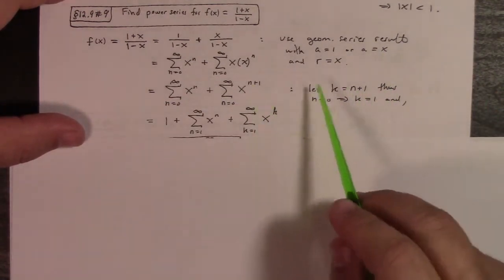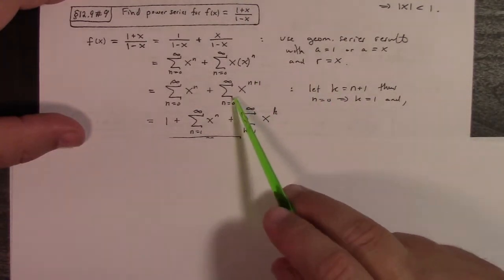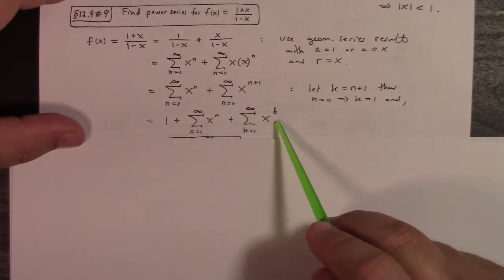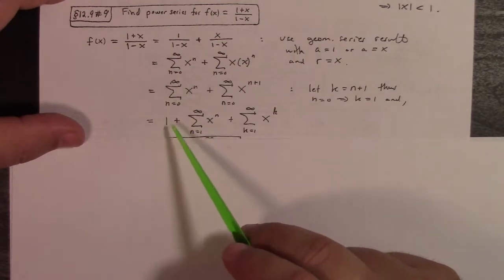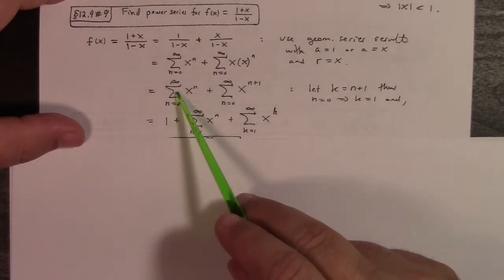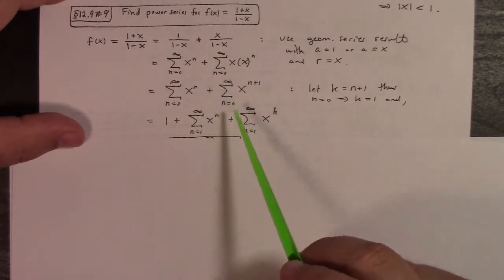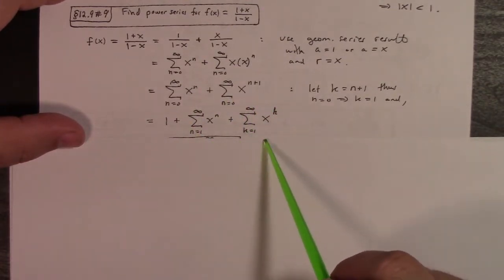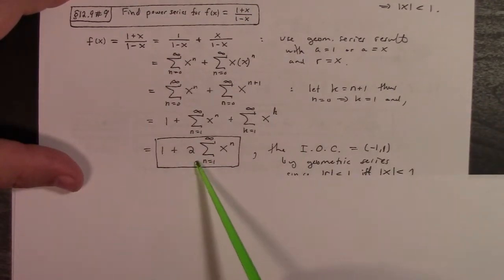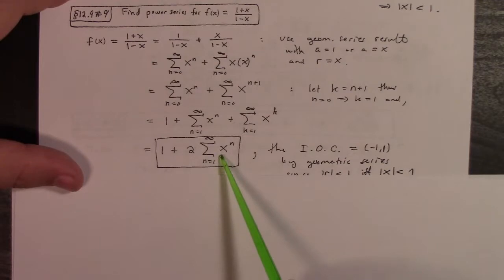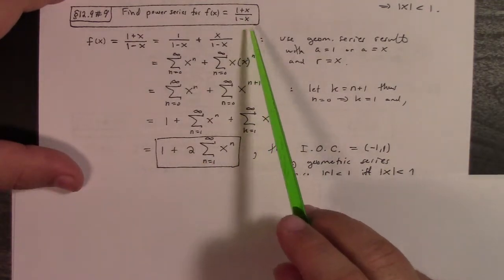We'll let k equal n plus 1 on the second one, and then we get k equals 1 to infinity, like so. And over here, I split off n equals 0 to get that 1, and I started n equals 1 to infinity. So I took this and rewrote it as that. The reason I did that was so that I can see that this and that are in fact the same thing. So I can combine them and get 1 plus twice the sum from 1 to infinity of x to the n. There's the power series representation of 1 plus x over 1 minus x.